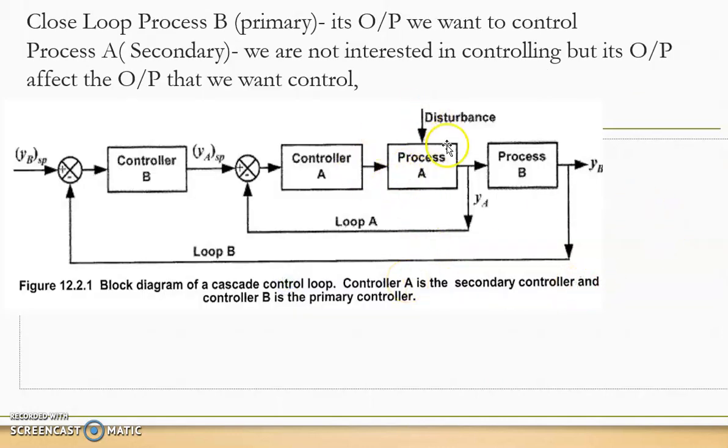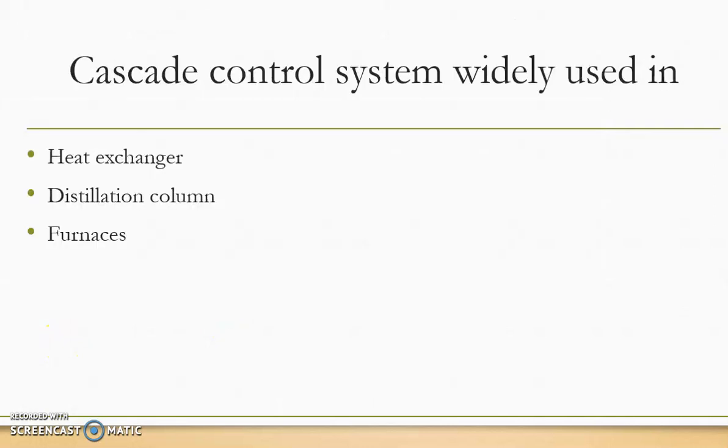When a disturbance arises in the process, the output is compared with the set point and the controlling action takes place. The same thing happens with process B: the set point is compared with the output of process B and the control action takes place. But the set point for A, the secondary process, depends upon the output of process B, the primary process. So this is the cascade control system, and because of these loops we can have better control as compared to a feedback control system. Cascade control can be widely used in heat exchangers, distillation columns, furnaces, as well as reactors.